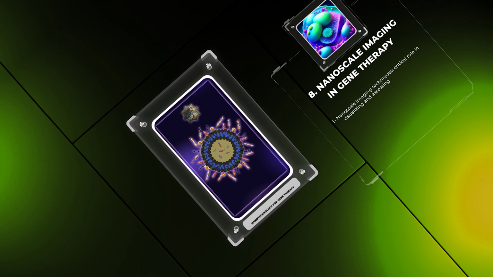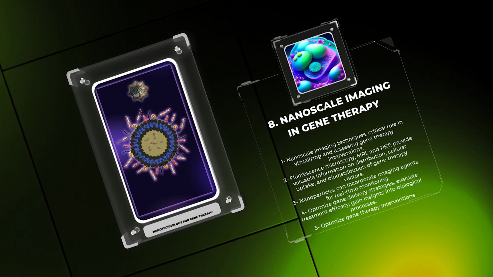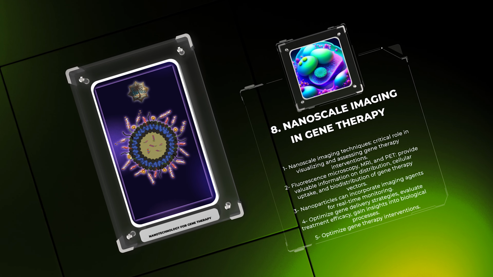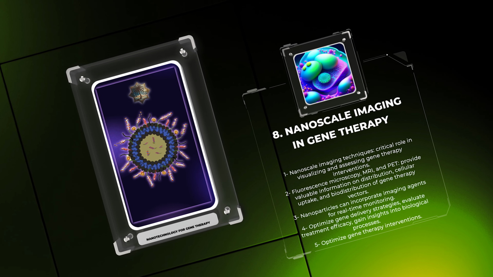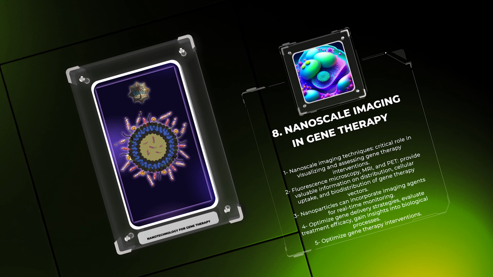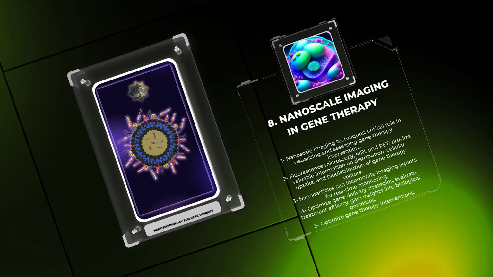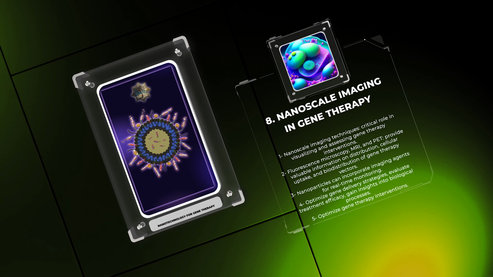Nanoscale imaging techniques play a critical role in visualizing and assessing the dynamics of gene therapy interventions. These imaging technologies, such as fluorescence microscopy, magnetic resonance imaging (MRI), and positron emission tomography (PET), can provide valuable information on the distribution, cellular uptake, and biodistribution of gene therapy vectors.